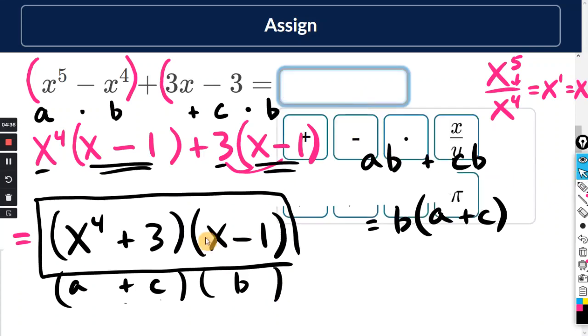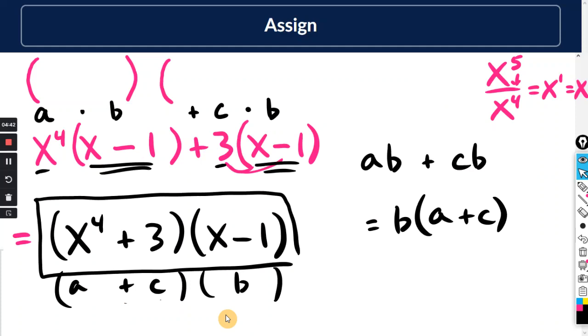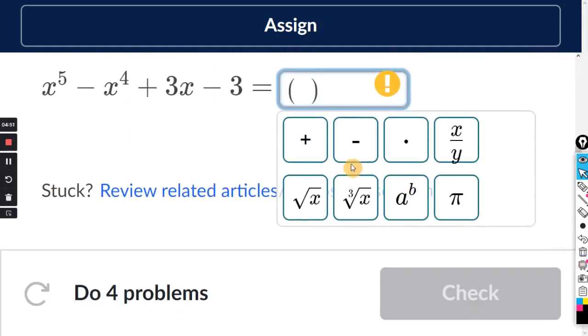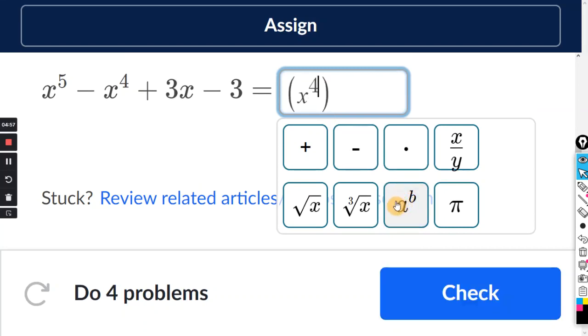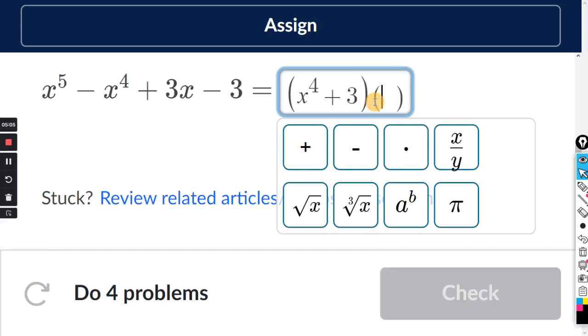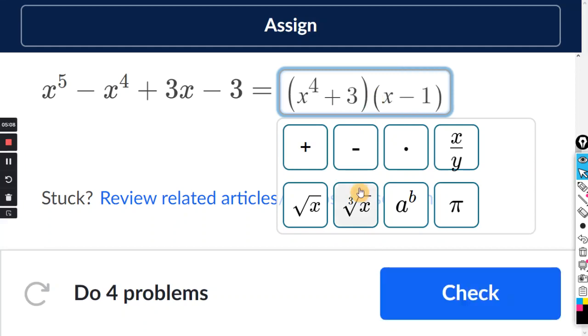All right, so you click in the box, x to the 4th plus 3. So use parentheses. X to the 4th plus 3 and x minus 1. All right, right here, parentheses, x to the 4th, hit the right arrow key, plus 3, new parentheses, type x minus 1. Okay, for x to the 4th, the exponent button is right here. But notice I use parentheses. I use parentheses on both of these.